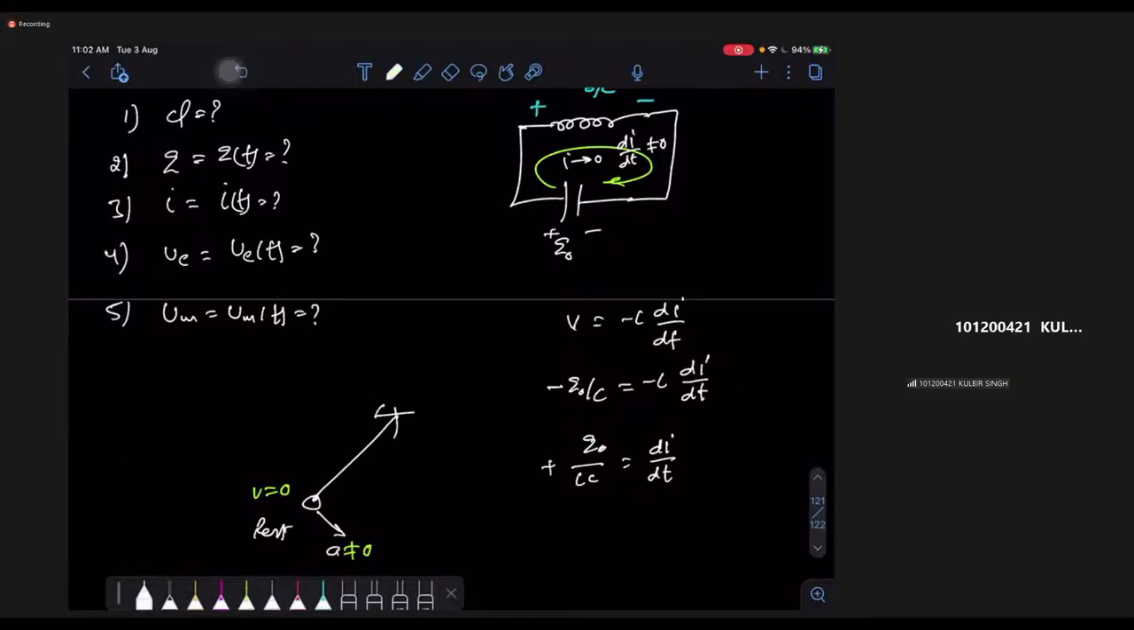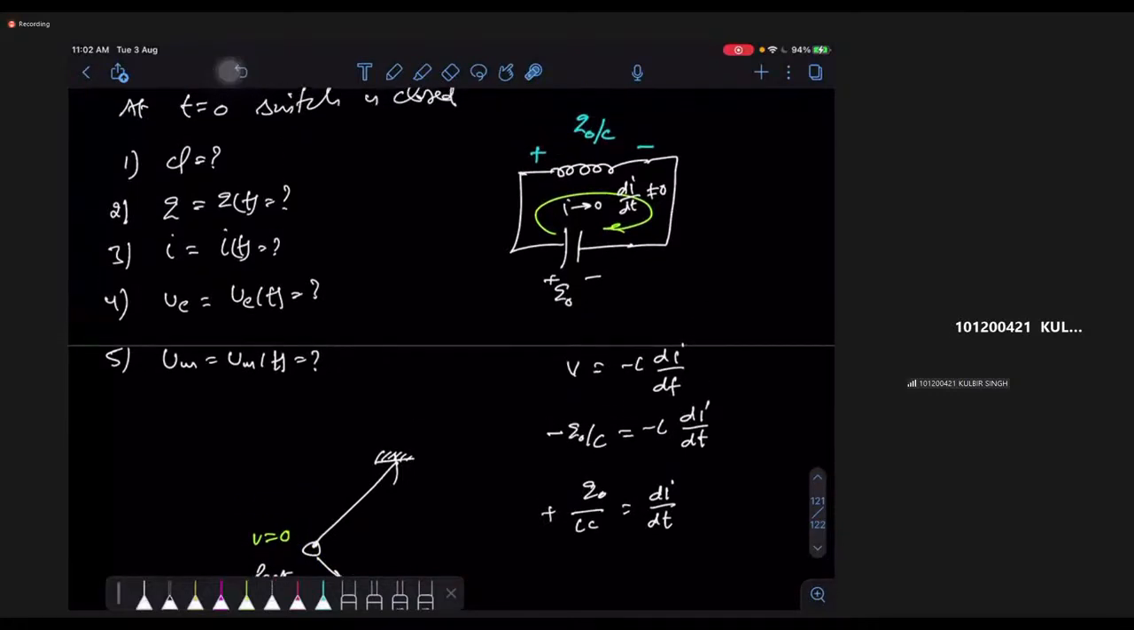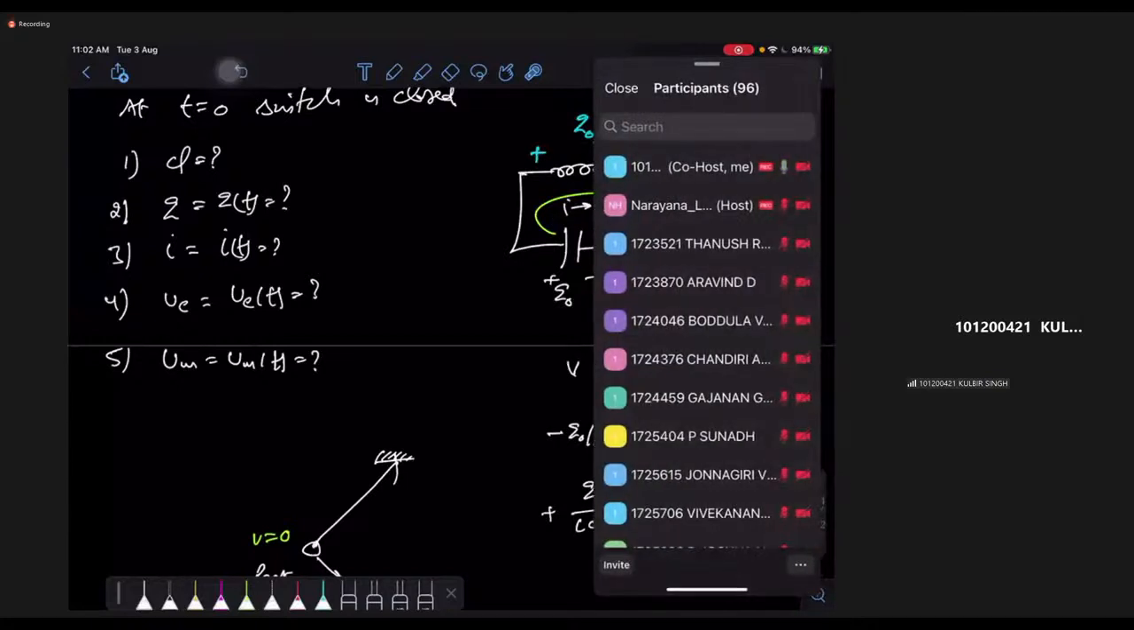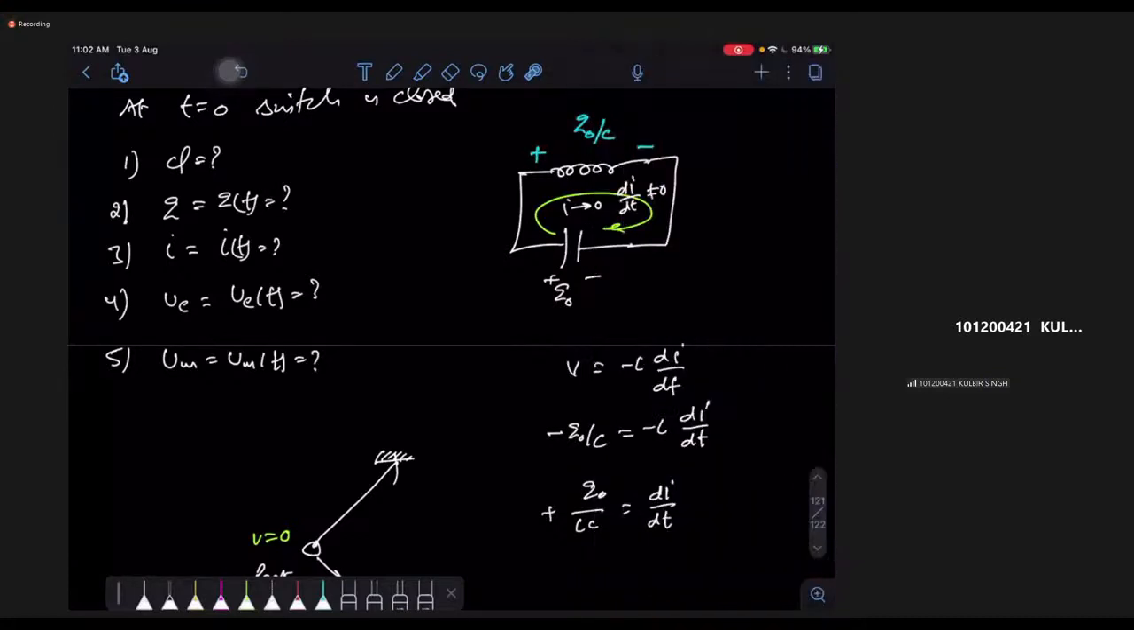It no longer remains zero. So it is impossible that the zero velocity is going to remain zero forever. Acceleration is coming, so it must change. So it will slowly begin to move. The same thing is going to happen here. So I'm getting an acceleration. Current acceleration is there, so current will begin to accelerate. Okay, I hope you got the point here.